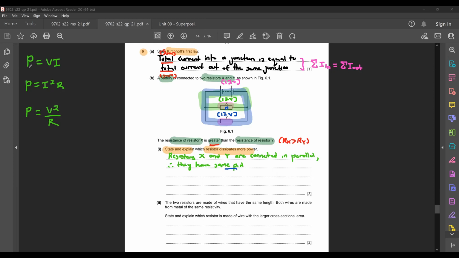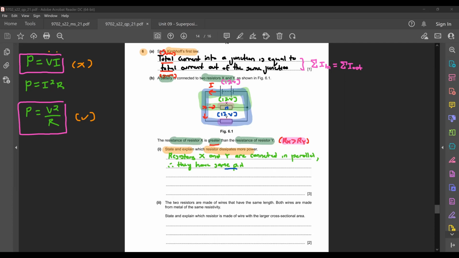So you look at the equations with V inside, we have P equals VI and P equals V squared over R. Now, we don't know anything about the current. We know something about the resistance, where resistance of X is more than resistance of Y. So we will actually want to use this equation instead. We won't use the first equation because although we know that the voltage is constant, we do not know anything about the current. Because you can see from here, if there's a current coming out from the battery, the moment it reaches this junction here, it will split up.